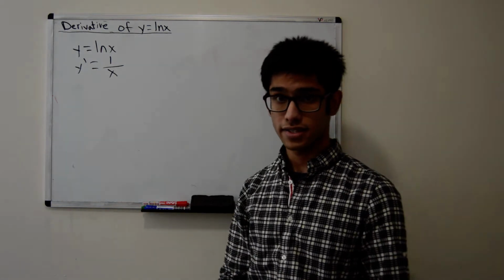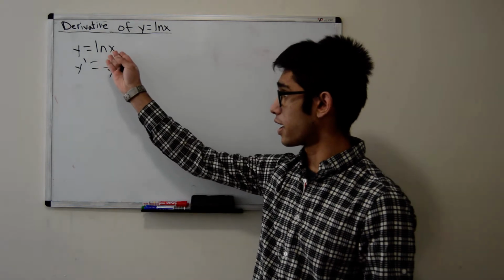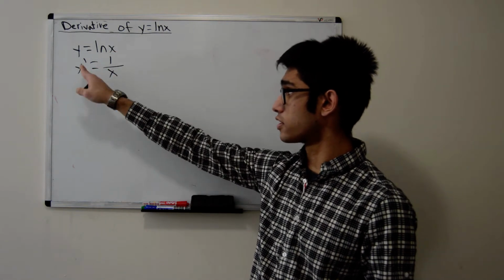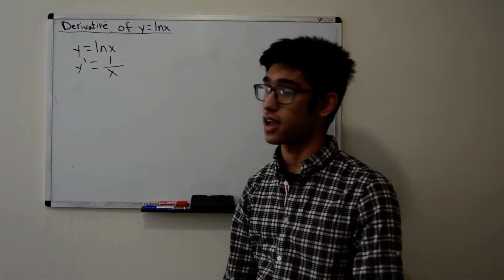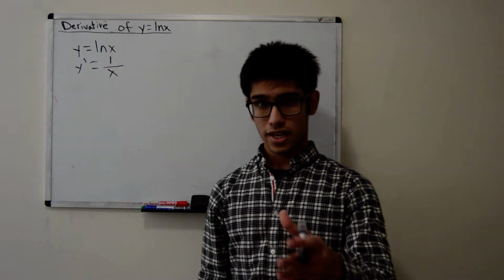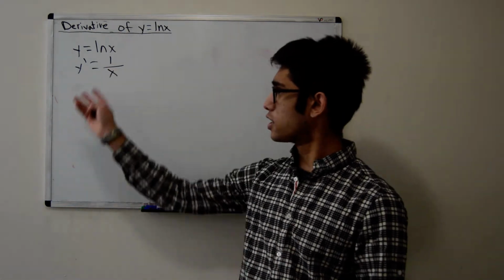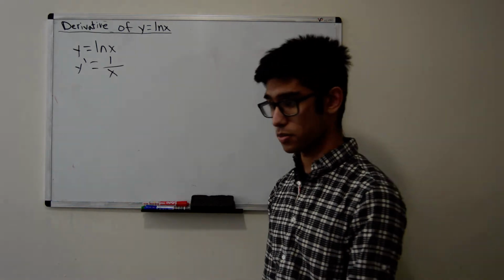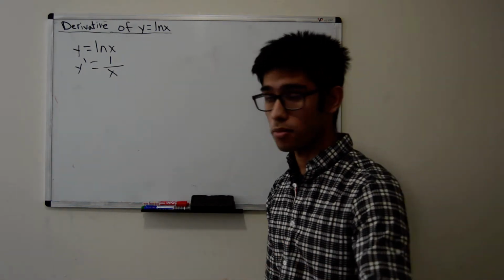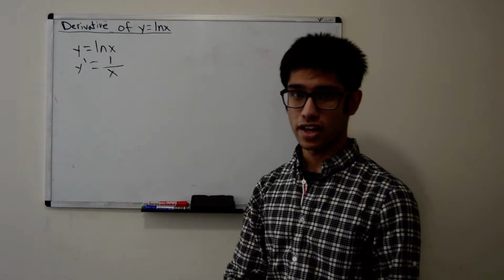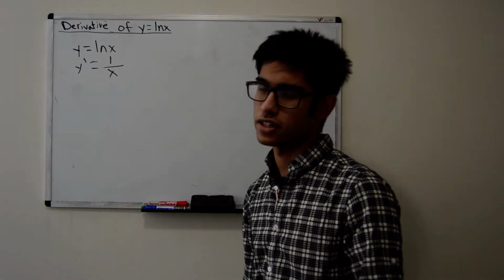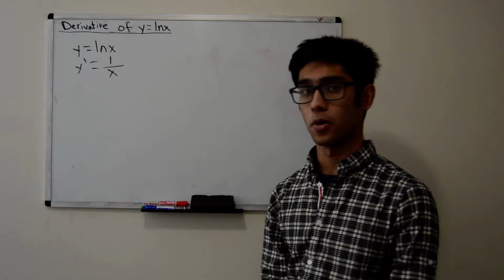So why is it that the derivative of y equals ln x is actually 1 over x? It's actually a very simple proof. There's two ways to prove this. You can use the first principle, so the actual derivative formula, or there's a simpler proof that uses a little bit of implicit differentiation. It's not anything hard. That's the one I'm going to show today.